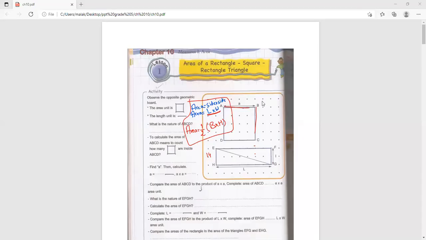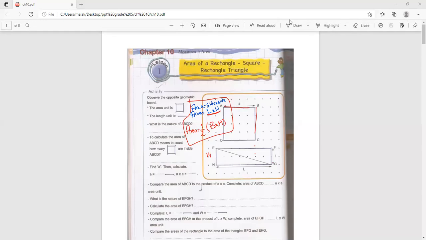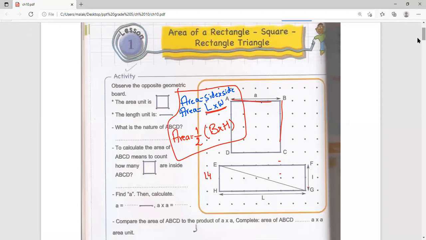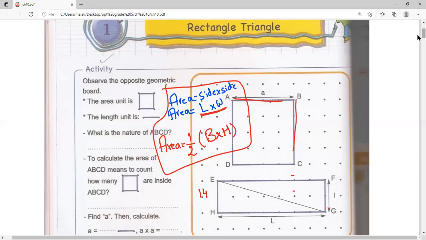طيب, let's revise the rules together. Yeah, we said yesterday that we have to study 3 rules. Area means we are finding the distance inside any shape. Area of a square, rectangle, and the right triangle.